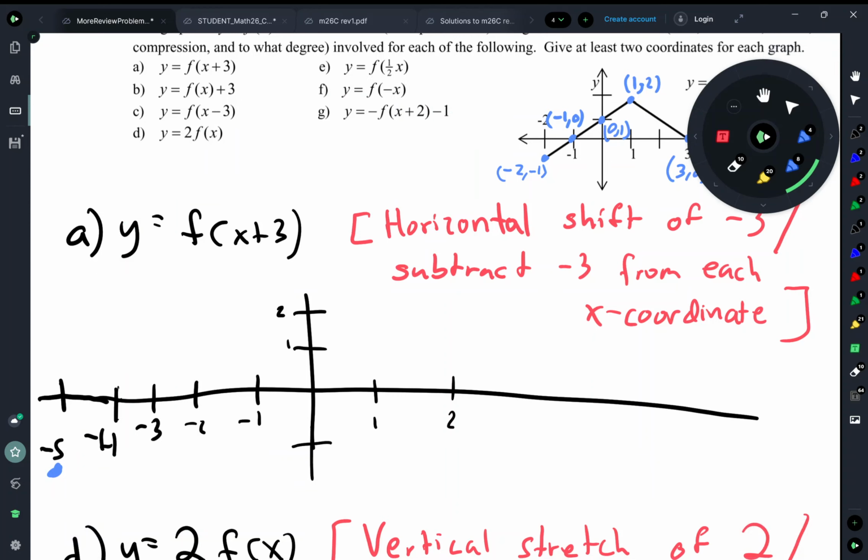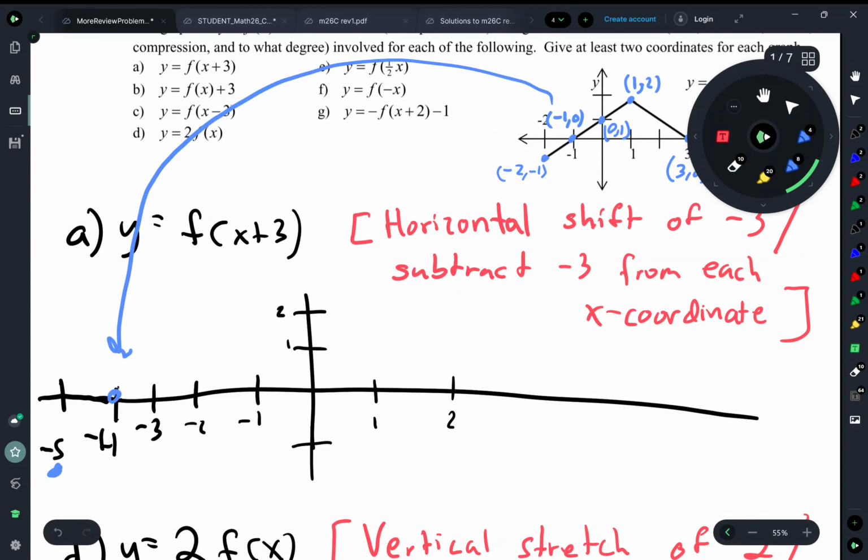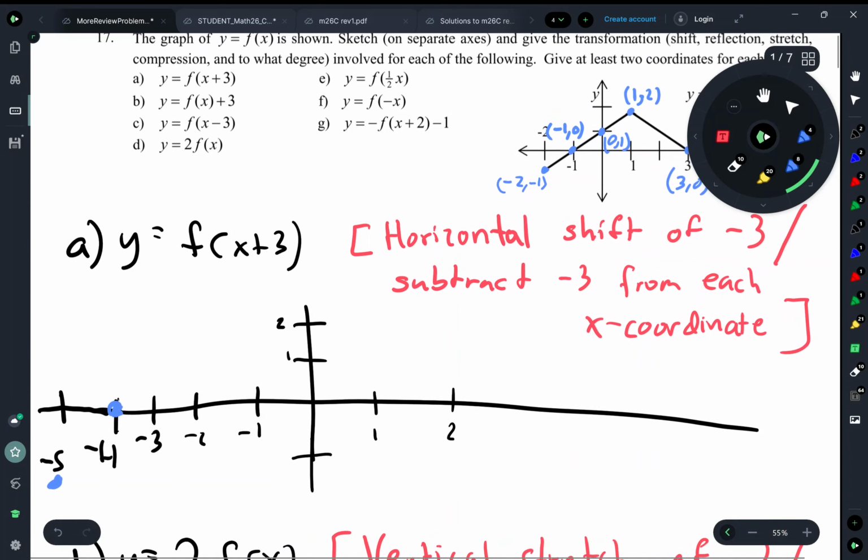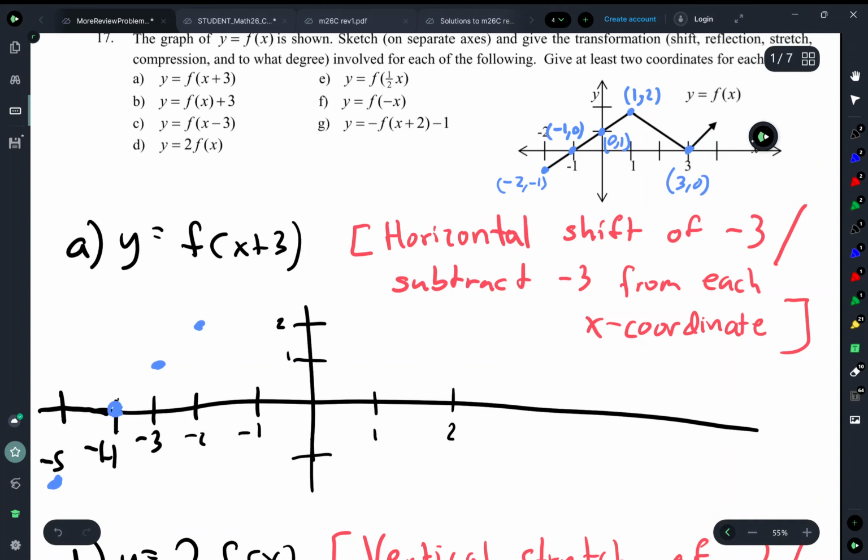The next point, -1, 0, is now going to become -4, 0. I subtract 3 from the x coordinate. 0, 1 becomes -3, 1. 1, 2. 1 minus 3 is -2, so this is now -2, 2. And then that final point there, 3, 0. Once again, I subtract 3 from each x coordinate, and that becomes 0, 0.